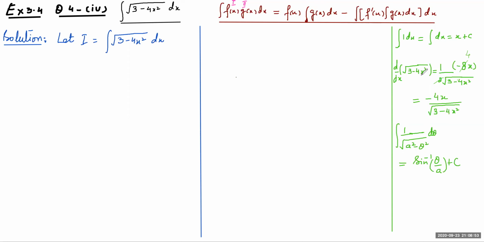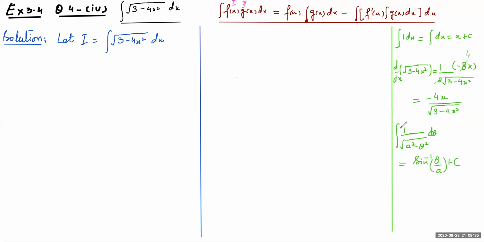Derivative of square root of 3 minus 4x square equals 1 by 2 times square root of 3 minus 4x square into d by dx of 3 minus 4x square, which is, derivative of 3 is 0 and derivative of minus 4x square is minus 8x. That is the application of the chain rule. The 2 and minus 8 get cancelled, and finally the derivative of this expression is minus 4x by square root of 3 minus 4x square. When we need this result in the solution, we are going to write this answer directly.